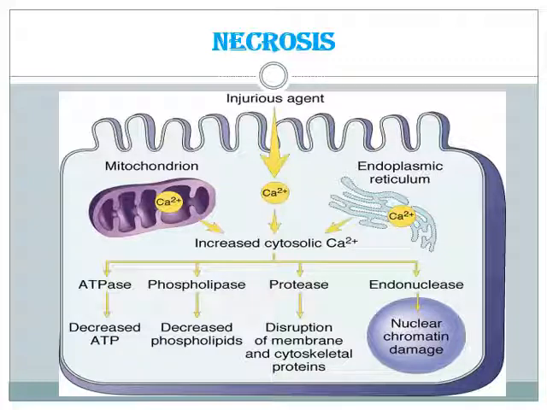So, this is the diagram of pathogenesis of necrosis. Here is the injurious agent which will cause increased cytosolic calcium entry from the mitochondria as well as from the endoplasmic reticulum, and this will cause activation of a few enzymes like ATPase, phospholipase, protease and endonuclease. ATPase will decrease the ATP, phospholipase decreases the phospholipids, protease disrupts the membrane and cytoskeletal proteins, and endonuclease damages the nuclear chromatin, and this will lead to cell injury and cell death.